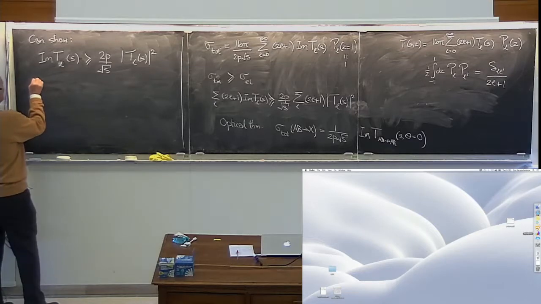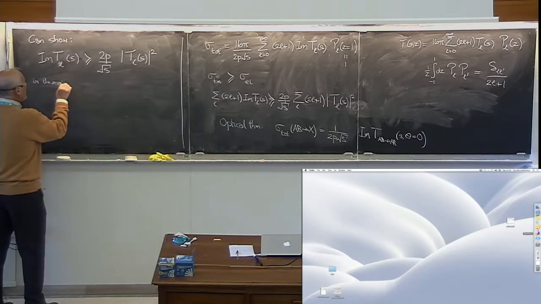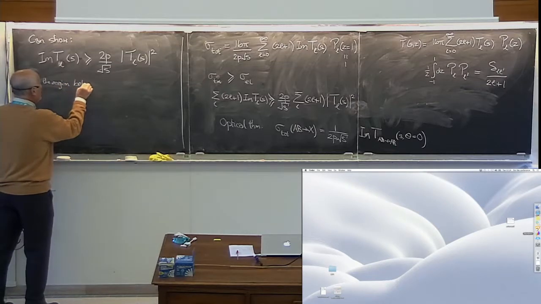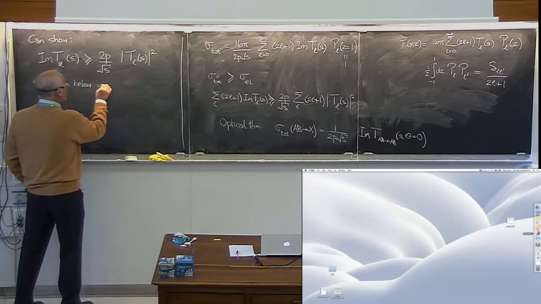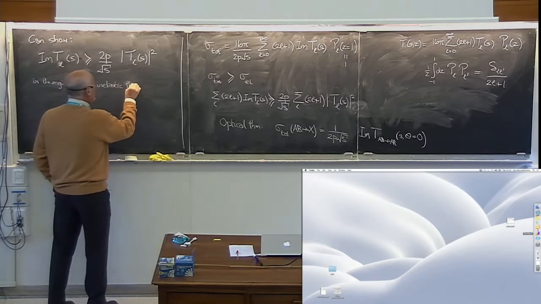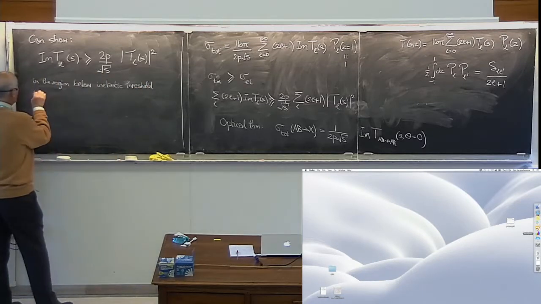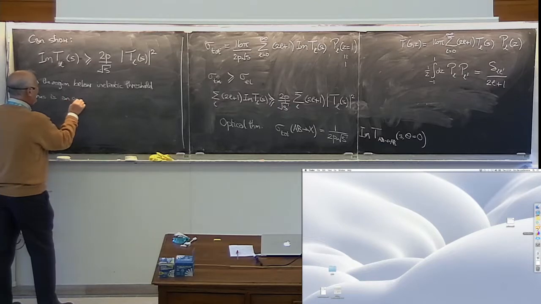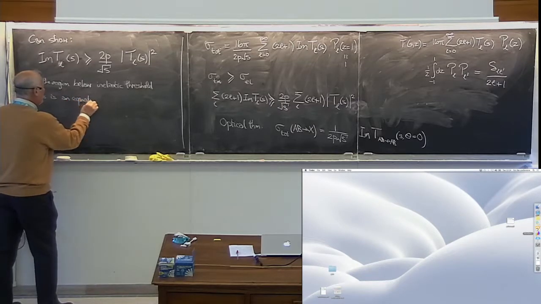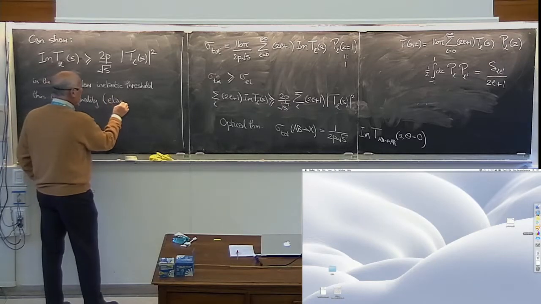So, in the region below what is called the inelastic threshold, this is an equality. Okay. And that equality is called elastic unitarity.